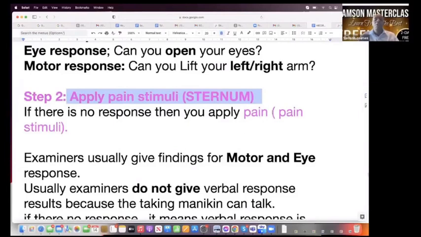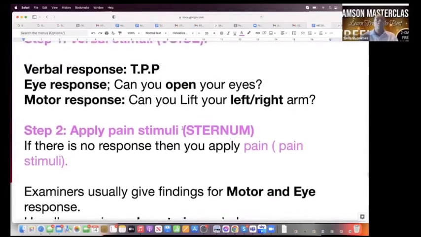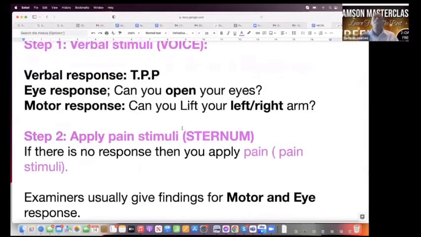Remember, the one that may give you the findings is an examiner. So by warning the patient, you're also warning the examiner that you're about to apply pain. Okay, Mr. Brown, bear with me, I'll be applying some pain on your chest. You apply pain, and the examiner may tell you the patient is opening eyes and localizing to pain. So eye response is what?